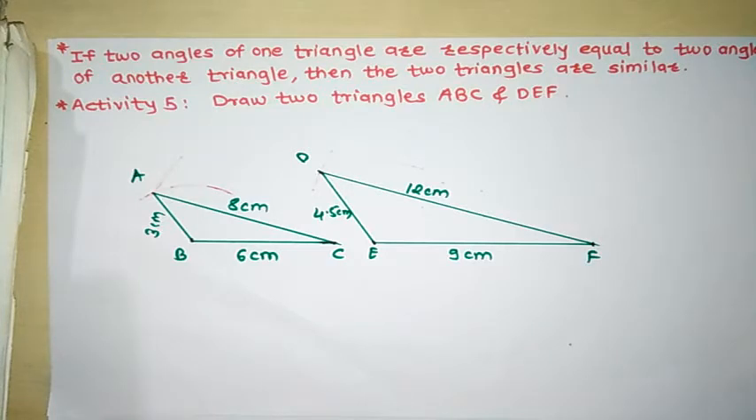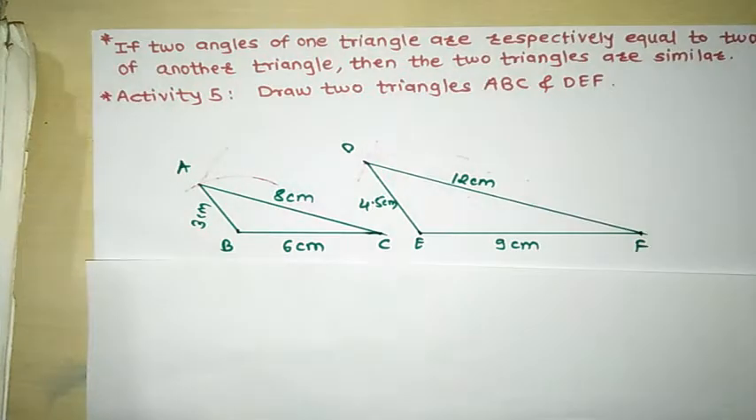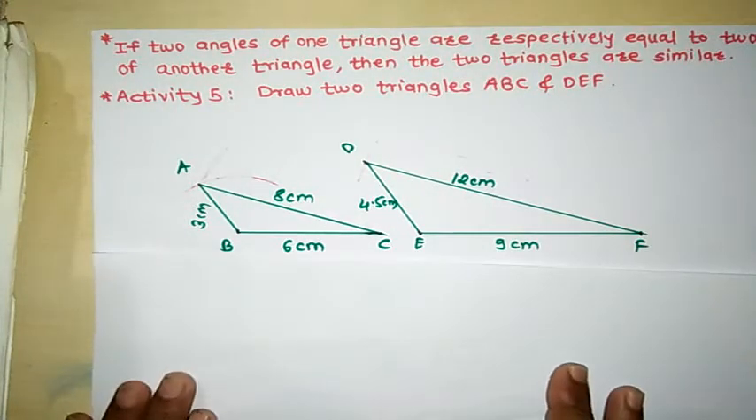See here, before that we have to observe the ratio of the corresponding sides of these two triangles, triangle ABC and triangle DEF. We have to first calculate the ratio of the corresponding sides of these two triangles. Now we have to check the ratios of the sides of the triangles.